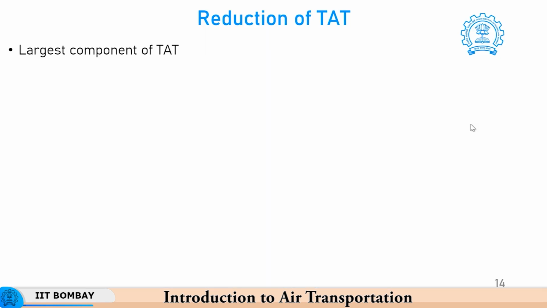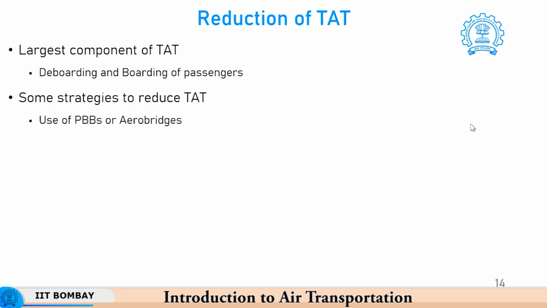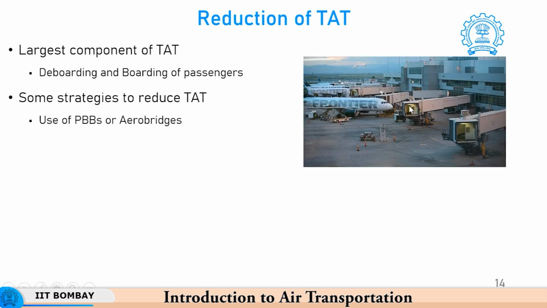The largest component of turnaround time, as we have seen, is deboarding and boarding of passengers, correct. And there are some strategies to reduce the turnaround time. One simple strategy is the use of the aero bridges or the passenger boarding bridges, as I mentioned. As the aircraft comes to the terminal, you can just connect a passageway or a gate, an aero bridge, and people can quickly deboard from the front, and once they finish deboarding, the other passengers who are flying can start boarding.